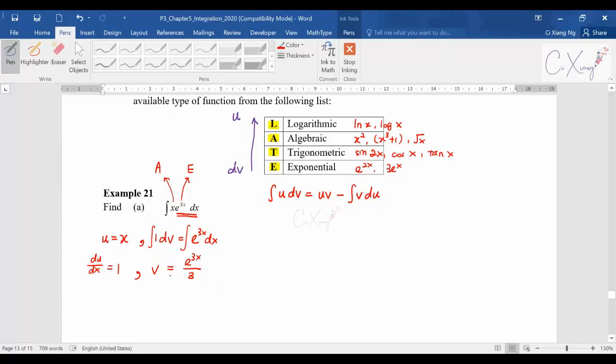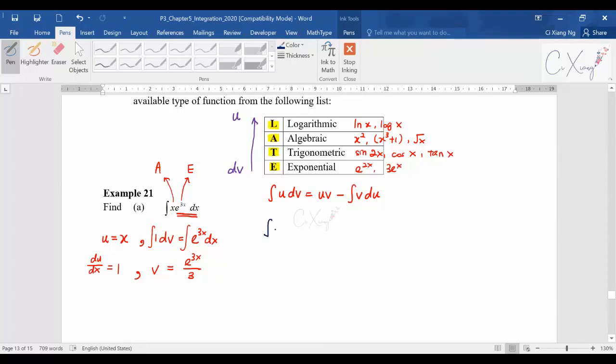All right. Okay, so first step, decide which one is u, which one is dv. The second step is you differentiate the u, and you integrate for dv. So this is the standard process for you to apply the integration by parts method. Then once you settle the very first 2 steps already, you are going to start with your integration.